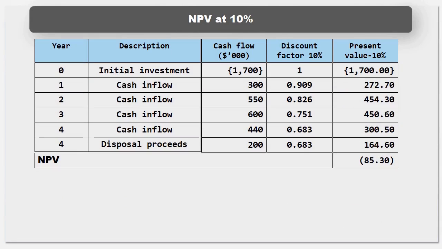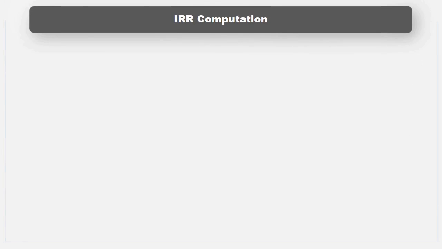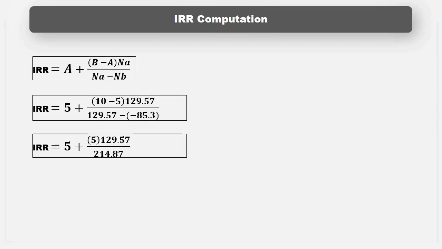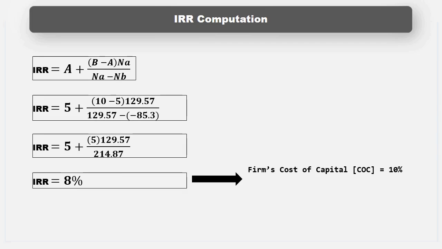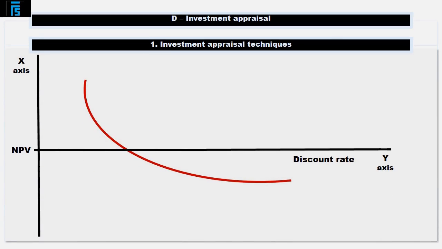The NPV at 10% was negative 85.3. If we rerun the NPV calculation from earlier on at 5%, we get the following. So, the IRR must be somewhere between 5% and 10%. Let's apply the formula. So the IRR is 8%. If the firm's cost of capital was 10%, we should reject this project as its return is less than the cost of its finance. You don't need to have a positive and a negative NPV for the formula to work.